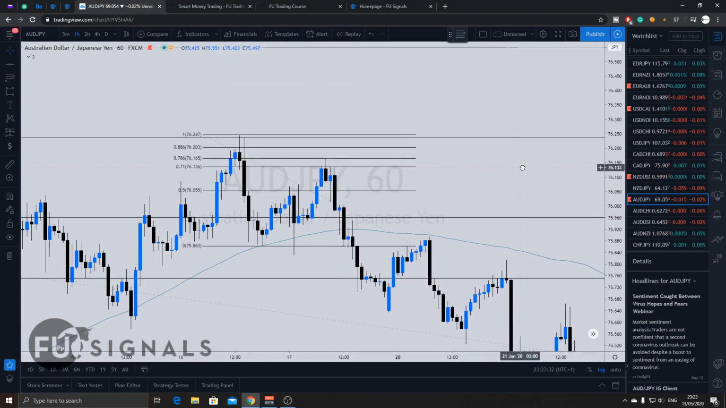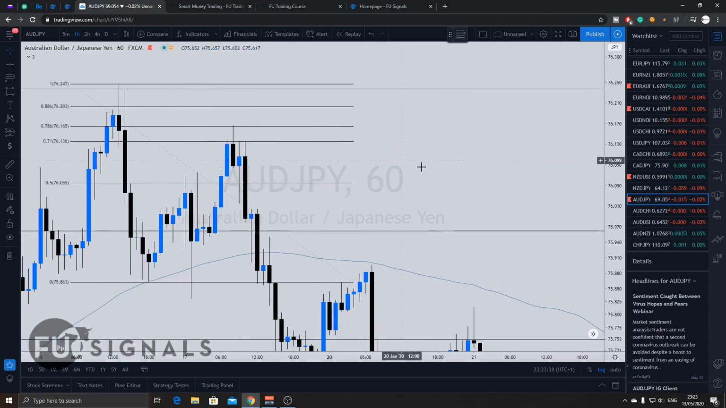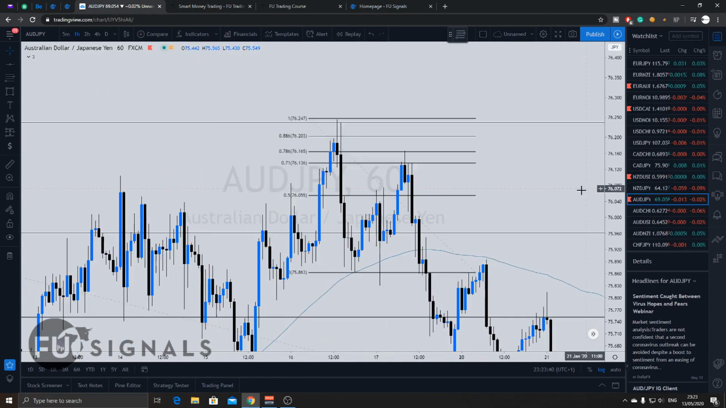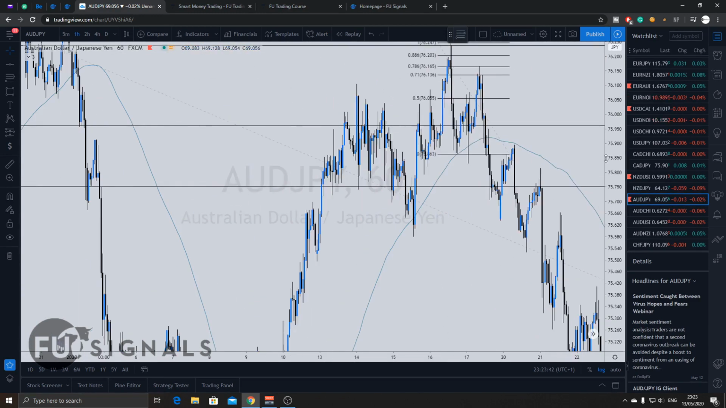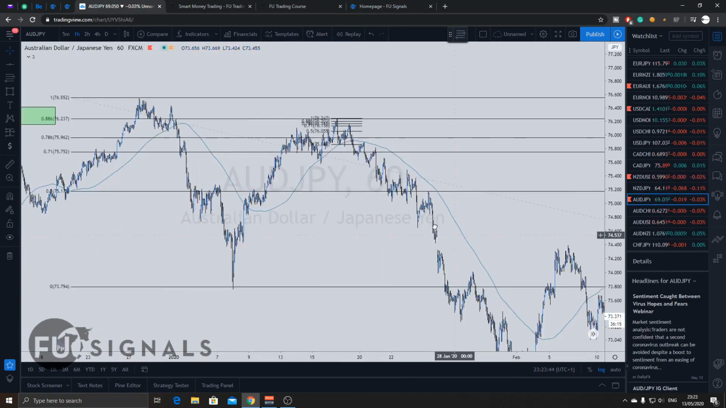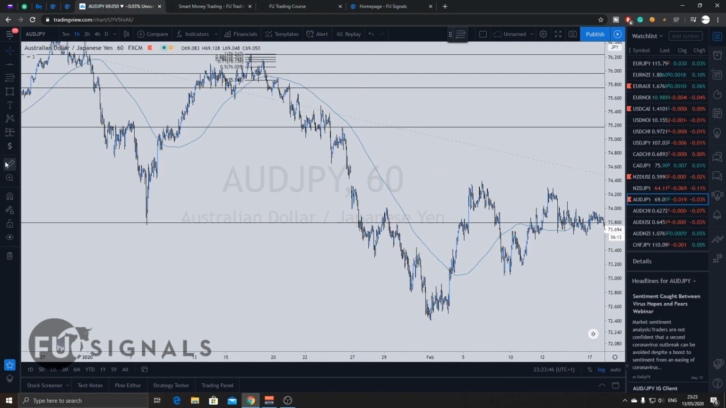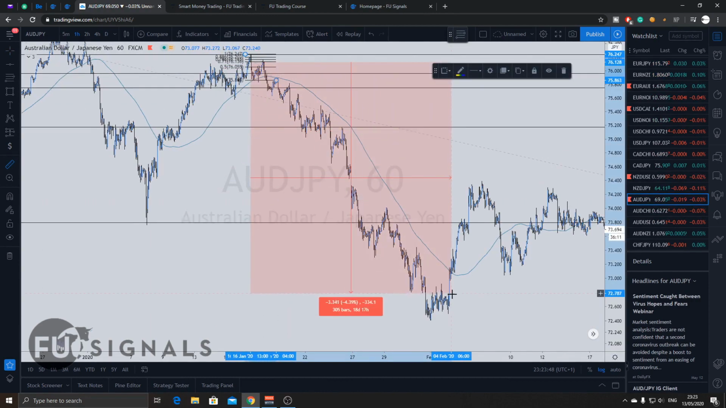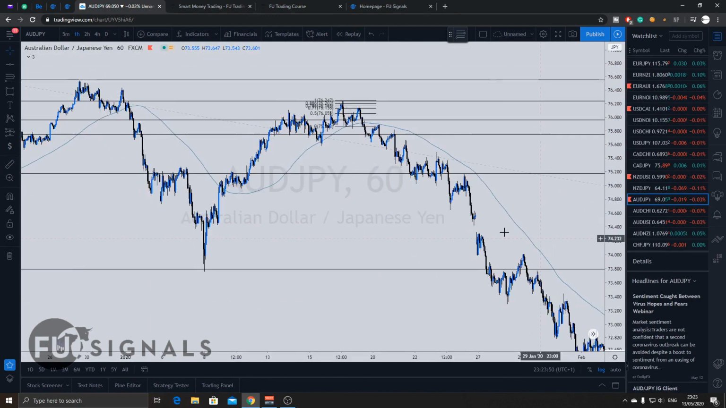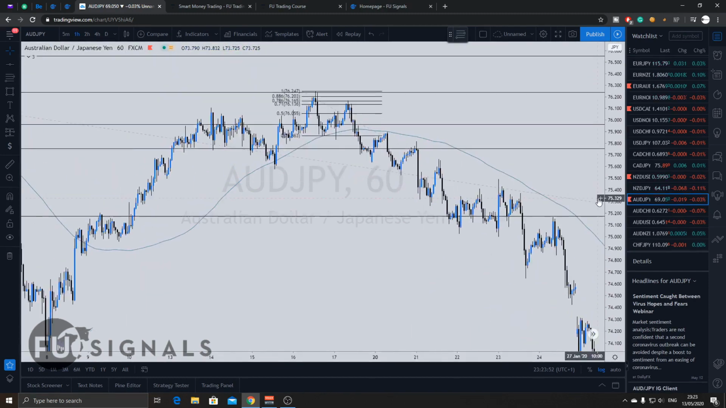And what does price do? Comes up beautifully, 786 area, absolute sniper entry to the dot, and you could have sold this for ages. This dropped, this just went crazy. You could have held this for ages. Boom, an easy 356 pips. So that was really nice pay on that.